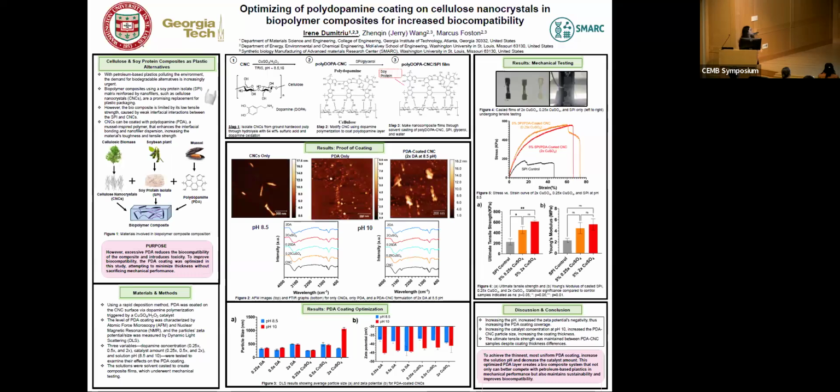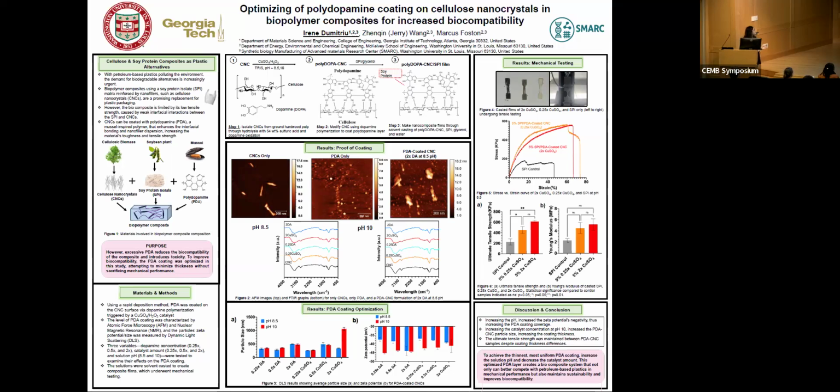So this specific study studies the optimization of our PDA coating. We want to try to find the lowest thickness possible while also maintaining those superior mechanical properties that we had before. For materials and methods, we use a rapid deposition method where our PDA is coated onto our CNC surface via dopamine polymerization triggered by a copper sulfate and hydrogen peroxide catalyst.